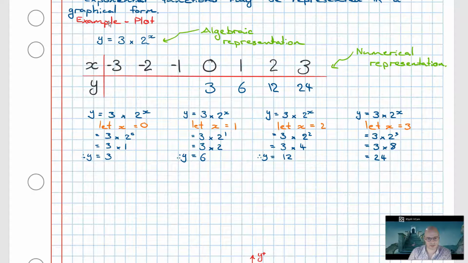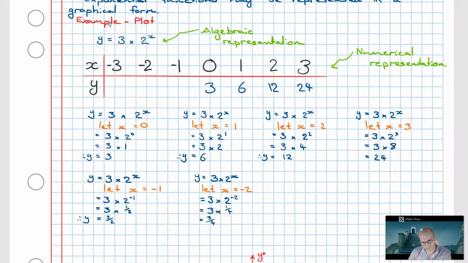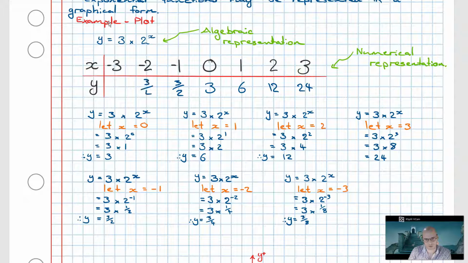Now, looking at the negative values for x. Thus, for -1, we have a y value of 3 on 2. For -2, we have 3/4. And for x equals -3, we have 3 on 8 for y. And thus, what we see is that as x is decreasing, or as x is becoming more negative, the value of y is getting smaller and smaller.